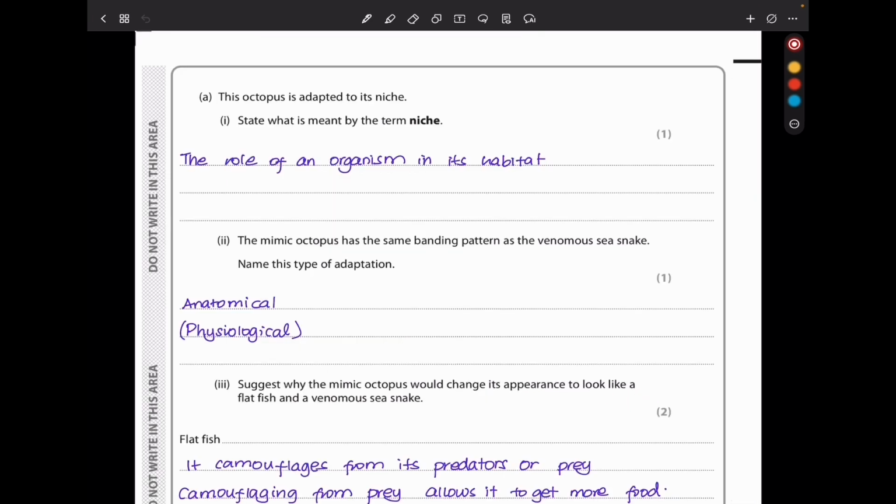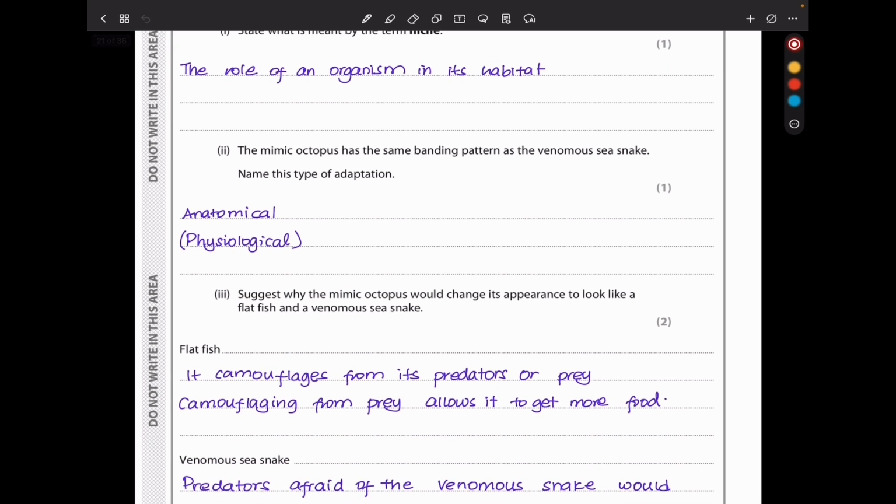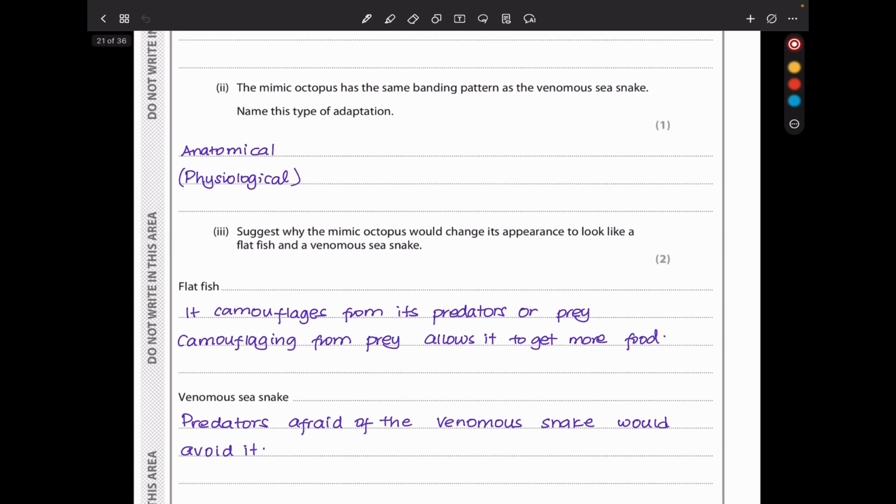The first part says this octopus is adapted to its niche. State what is meant by the term niche. A niche is a role of an organism in its habitat. The next they say the mimic octopus has the same banding pattern as the venomous sea snake. Name this type of adaptation.